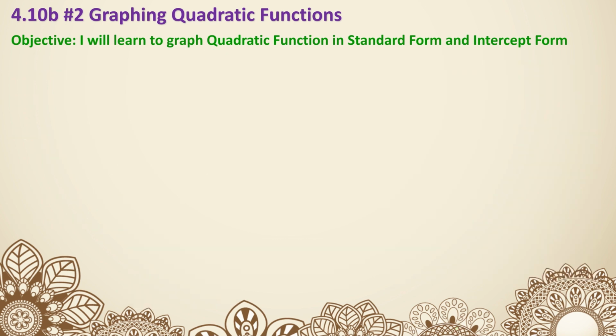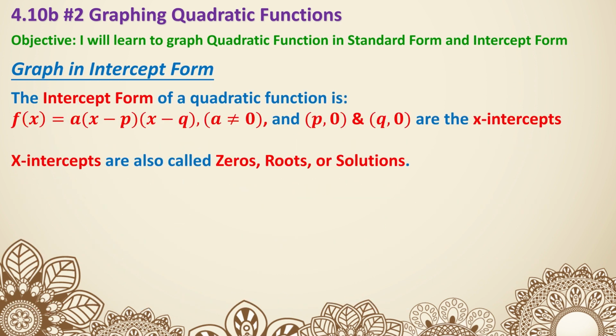Moving on, graph in intercept form. For intercept form, we have learned it's f of x equals a times x minus p times x minus q. And the p, 0 and q, 0 are the x-intercepts. So as soon as we are in intercept form, you just need to remember we're going to need to use the opposite number of what's inside the parentheses to actually get us the x-intercept. Then you already have 2 points. X-intercepts are also called zeros, roots, or solutions. That's a sentence we have repeated quite a few times.